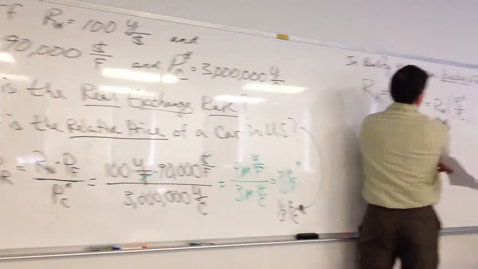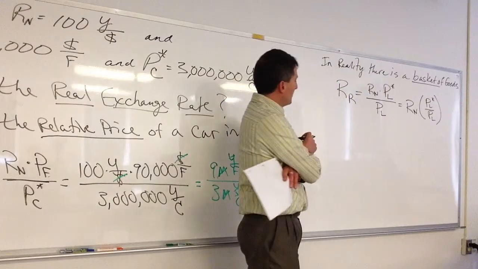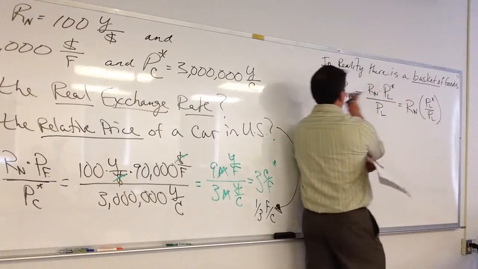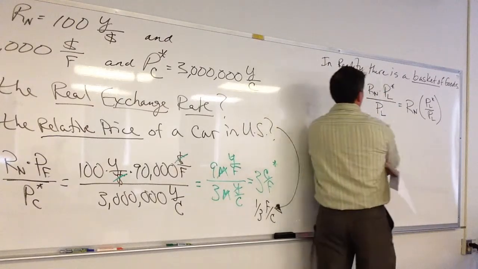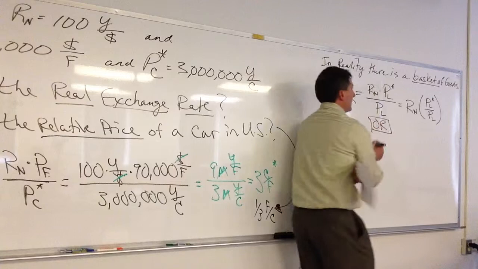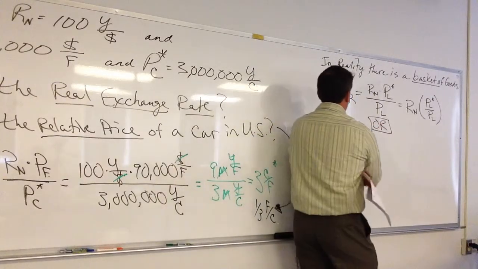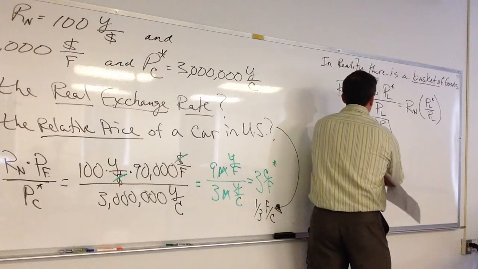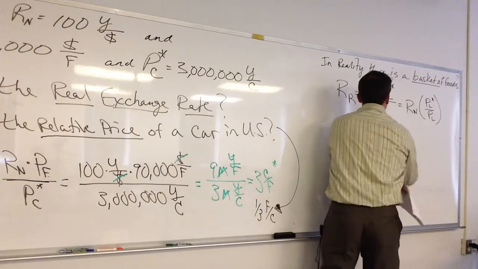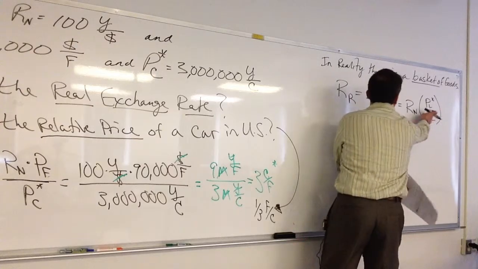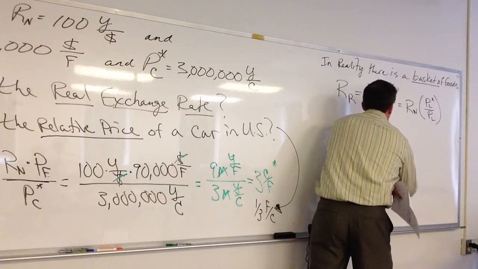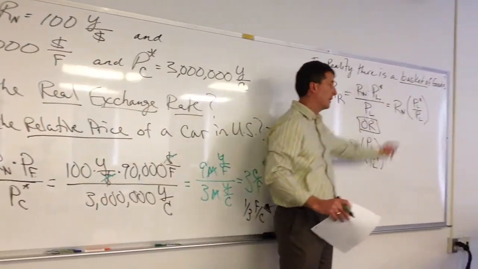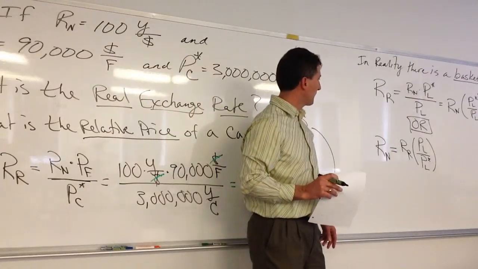And a flip way of doing it is to bring this over to this side. So let me just put a big or. It might be helpful to write it as the nominal rate is a function of the real rate times, now I'm going to put the price level of the domestic country on top and the foreign country on the bottom. These are the same equations. All I did was flip the terms around.